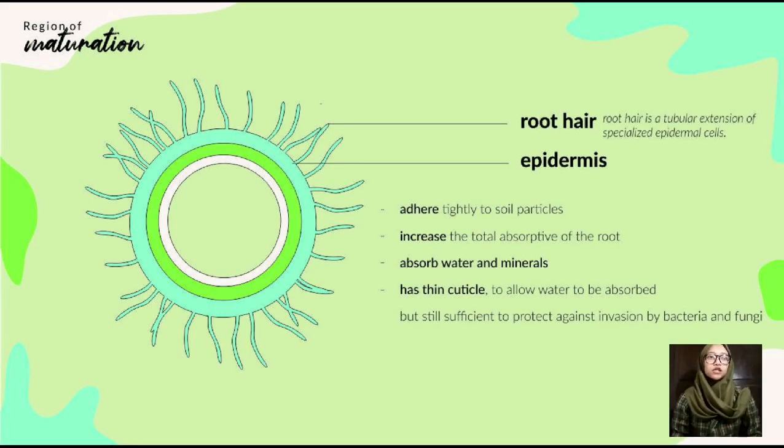So, in the region of maturation, we have what we call root hair. Root hair is when you look at a root and you see something hairy. That's what we call root hair. Root hair is actually a tubular extension of specialized epidermal cells. These root hairs adhere tightly to soil particles. They also increase the total absorptive surface of the root. They absorb water and minerals.